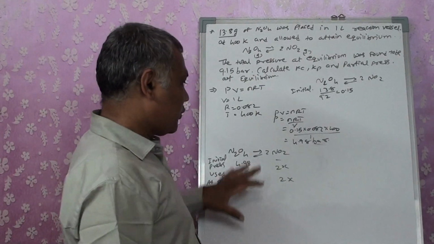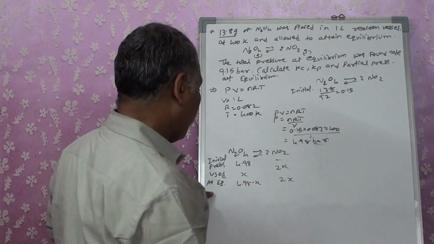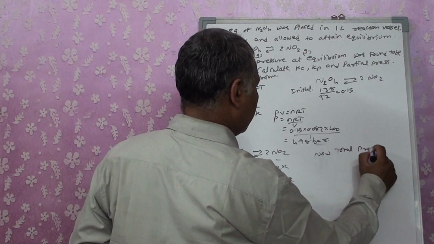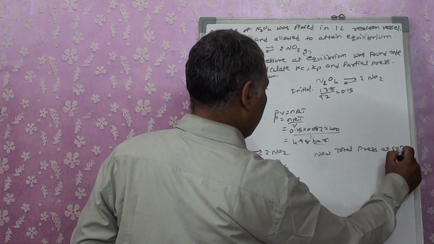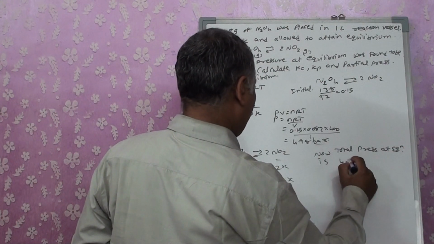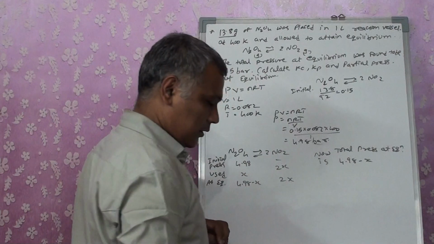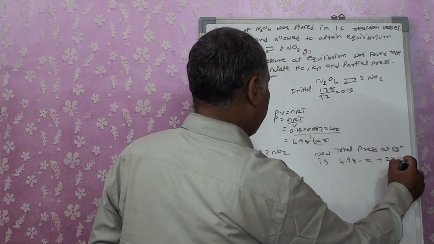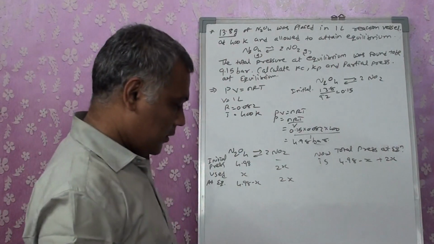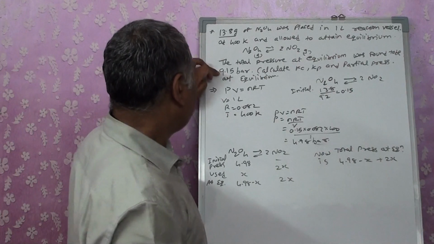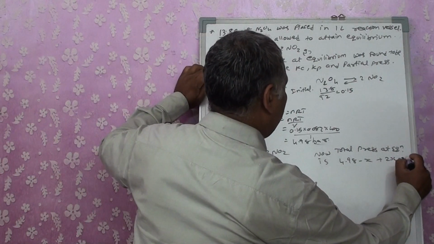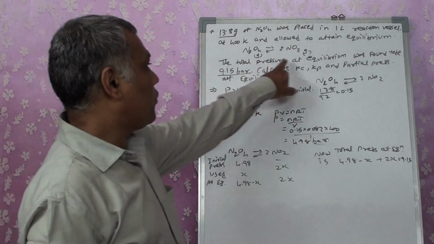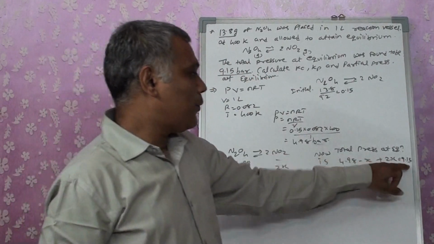Now what will be the total pressure at equilibrium? The total pressure at equilibrium is 4.98 minus x plus 2x, and that is equal to the total pressure that is given to me. It is 9.15. It was told to me that the total pressure at equilibrium was found to be 9.15.